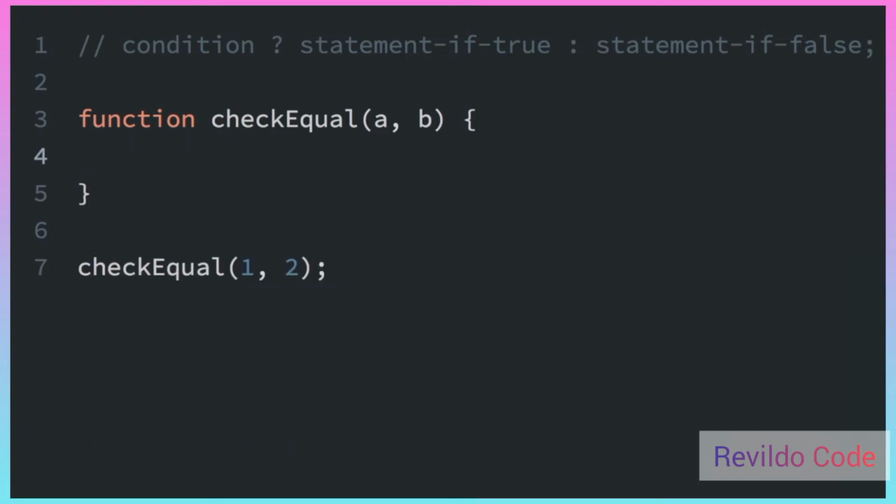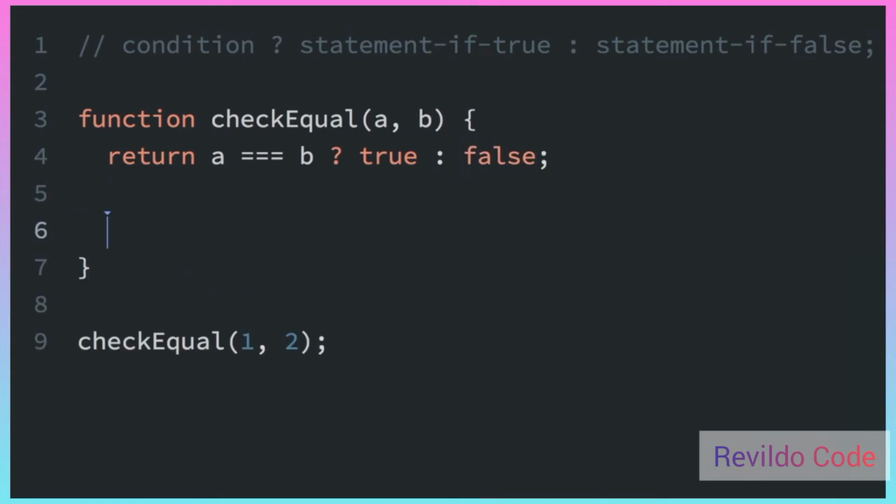So now it's just going to say return a equals B, that's the condition. Then we use the question mark. So if it's true, we're going to return true. And then we have a colon. And after the colon, we have what's going to happen if it's false, which is we're going to return false.